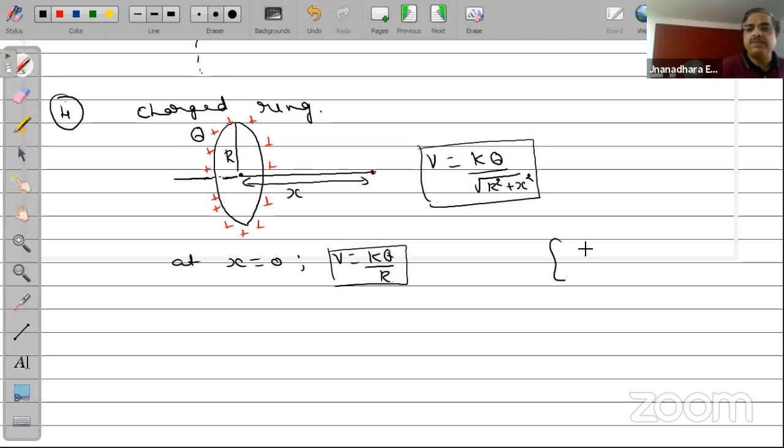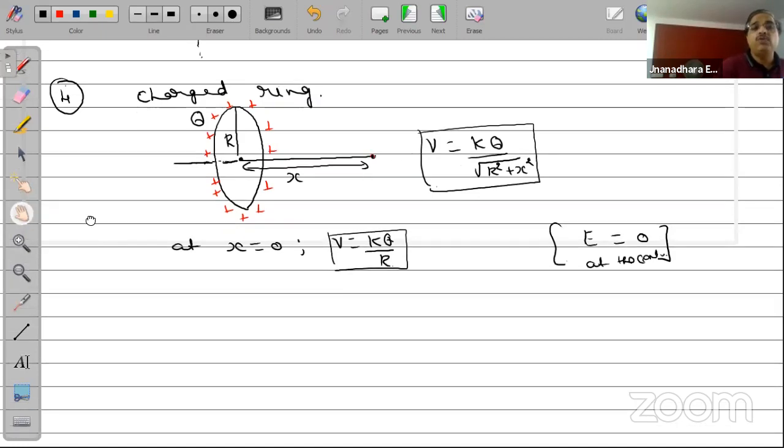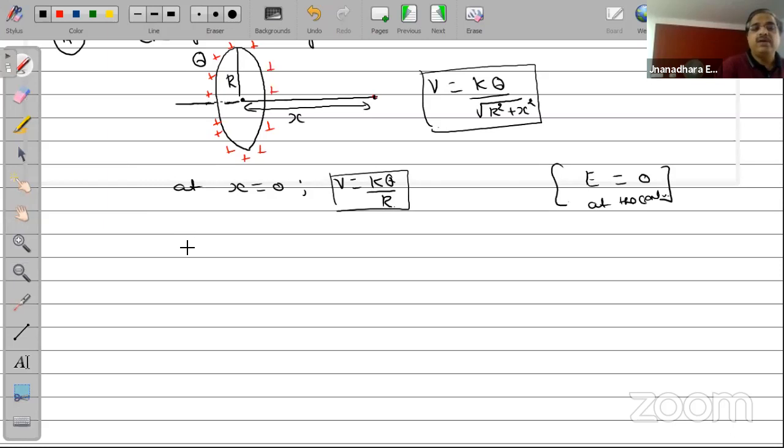Now, keep this as your reference. Electric field in this case was 0 at the center. So electric field is 0, but the potential is not 0. Keep in mind, you can have the case where electric field is 0, but potential need not be 0. This again is a very important question that is generally asked, so keep in mind, this is marked as an important point.